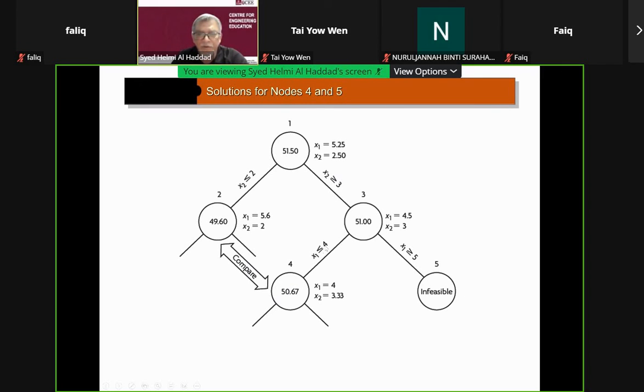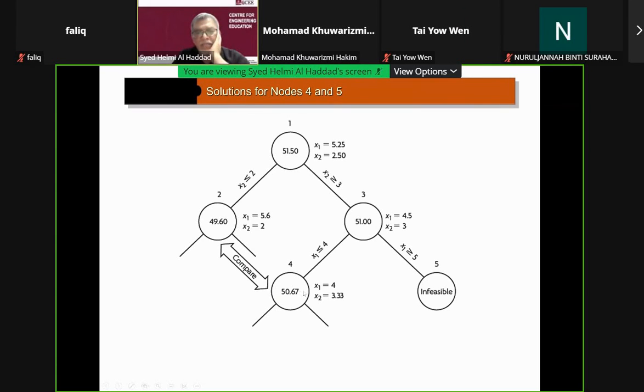Now, if x1 is less than or equal to 4, our z value is 50.67. Our new x2 will be 3.33, right? Now we have 50.67. We compare with the earlier one. If we compare between 49 and 50.6, since we want to maximize, we will not choose this one. We will choose this. So the next node will be at x1 equal to 4, x2 equal to 3.33. But x2 is not an integer number, so we need to have another branch, between x2 less than or equal to 3 and x2 greater than or equal to 4.